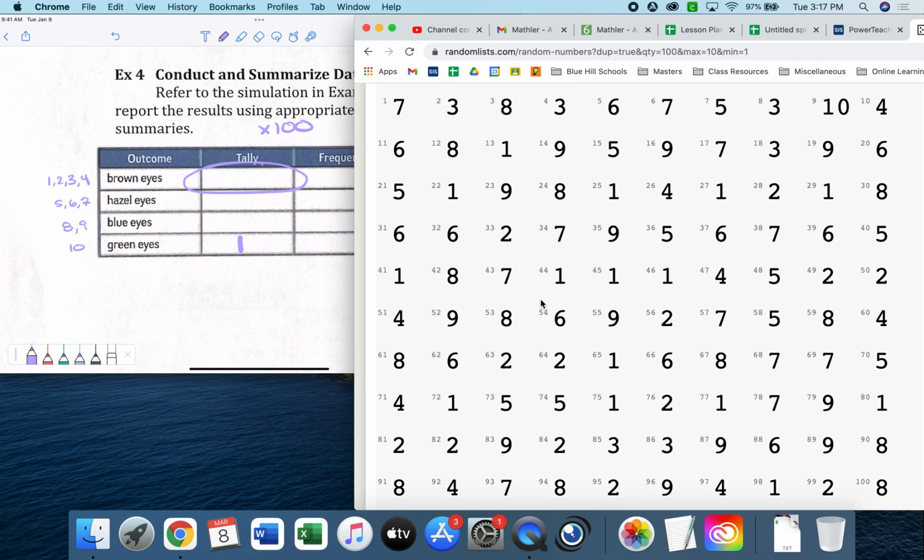Holy cow. Woo! 25 of those. That's a big difference. That's a 20% chance right there. Man, oh man. All right, we're doing 5s, 6s, and 7s.